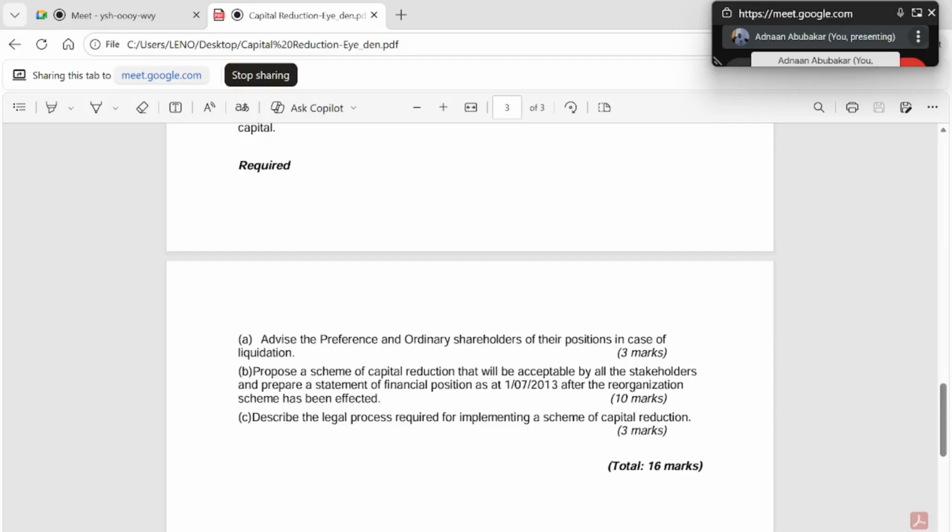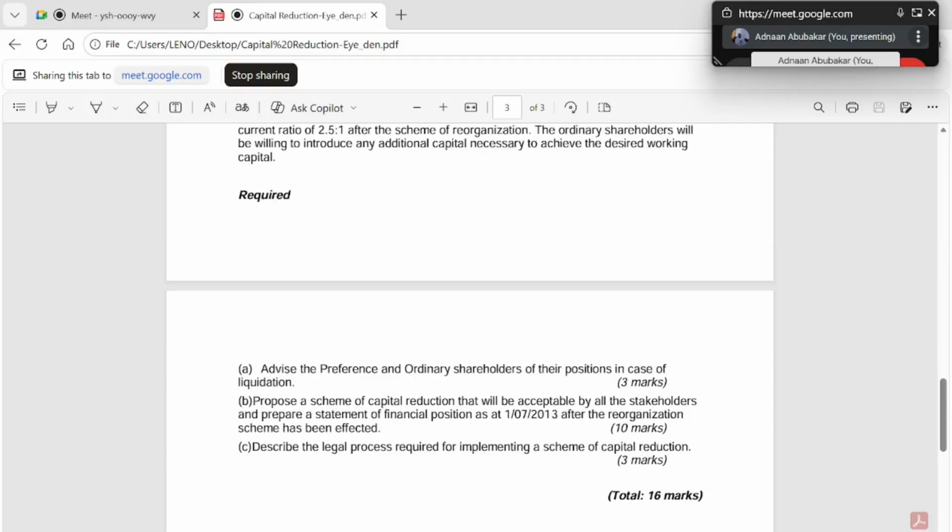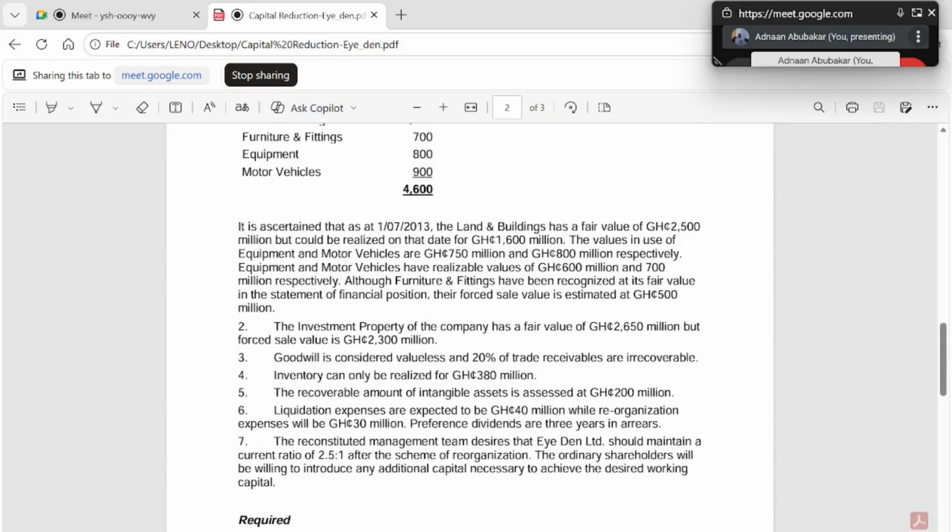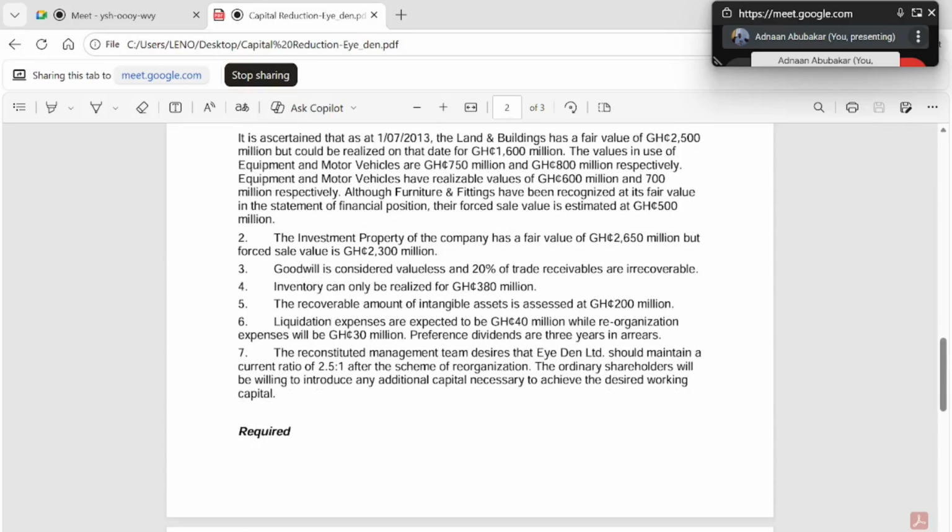B, propose a scheme of capital reduction that will be acceptable to the shareholders. So that is where the meat is. It says propose a scheme of capital reduction. You understand? The scheme of capital reduction, what they mean is, you remember what we did, the maximum loss. Don't forget. Have you seen that maximum loss? When you look at the nature of this very question, it is better for you to adopt the maximum loss. That's the type 2 method to prepare the reorganization scheme.